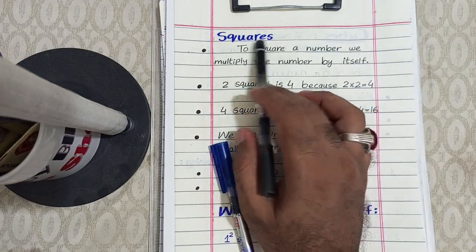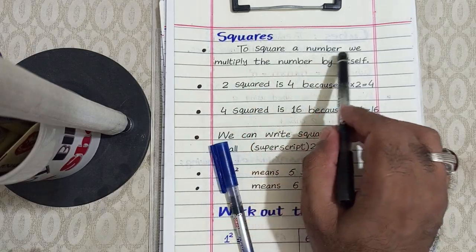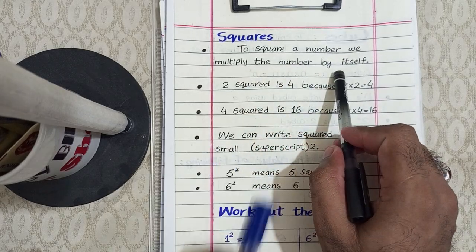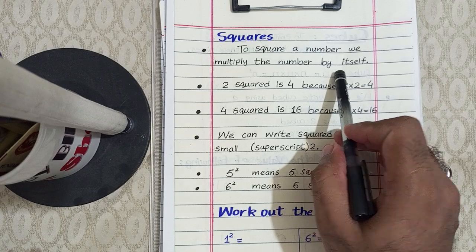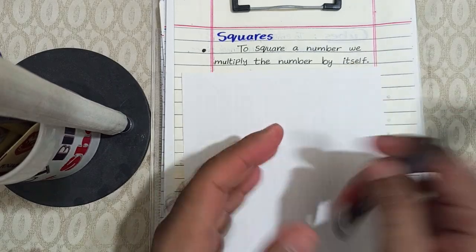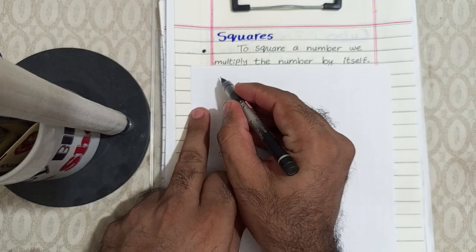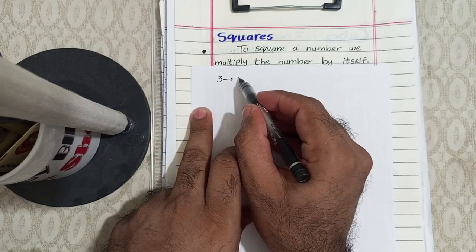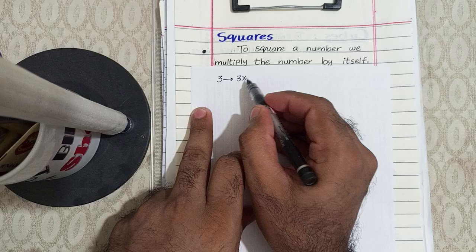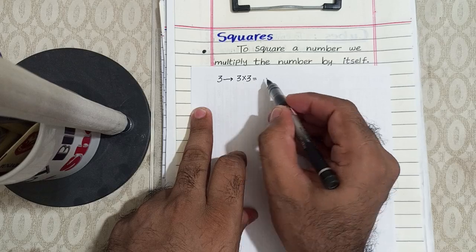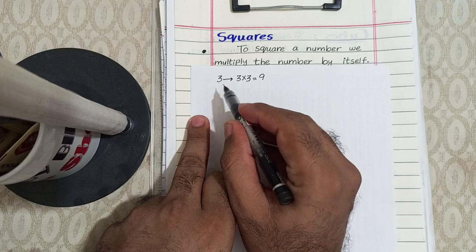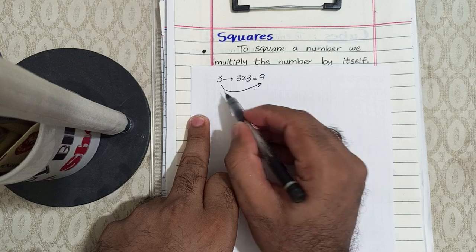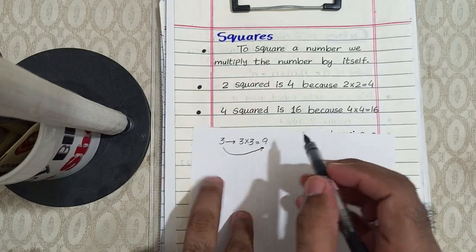First of all, what is a square? To square a number, we multiply the number by itself. For example, we have 3. What is the square of 3? We multiply 3 by itself, so our answer is 9. So the square of 3 is equal to 9.